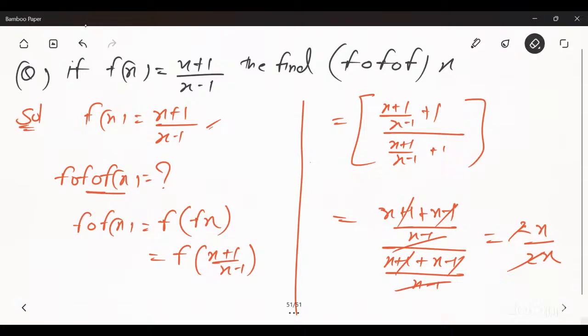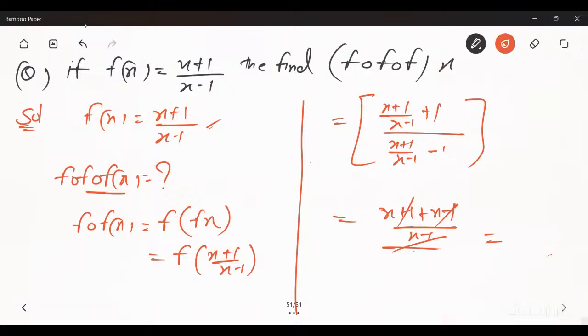Wait just a minute. Here is a minus sign. x plus 1 minus x plus 1 upon x minus 1. So that term will be cancelled. So minus x will be cancelled by x. So 2x by 2, that means you will get x. So f of x is equal to x, and we have to find f of f of x.